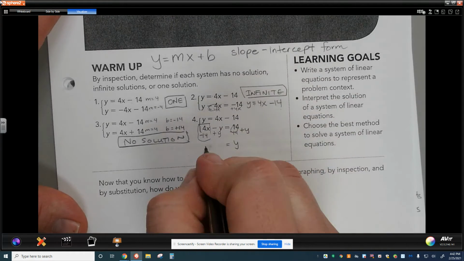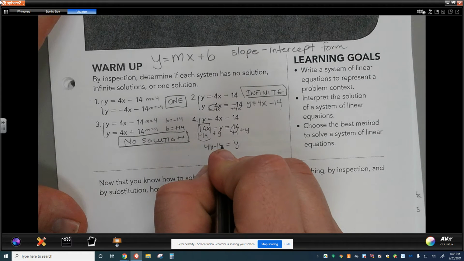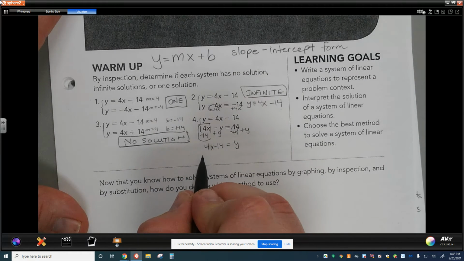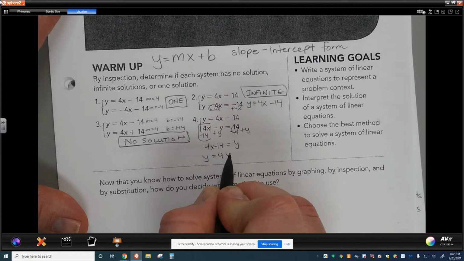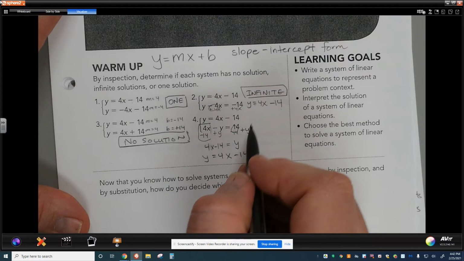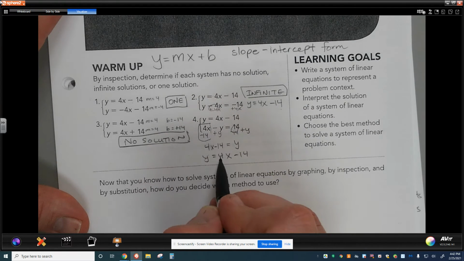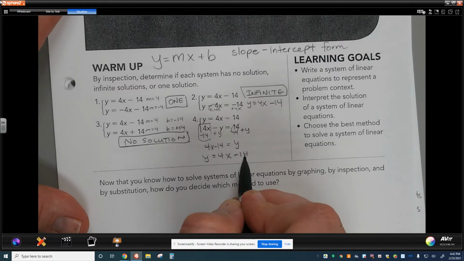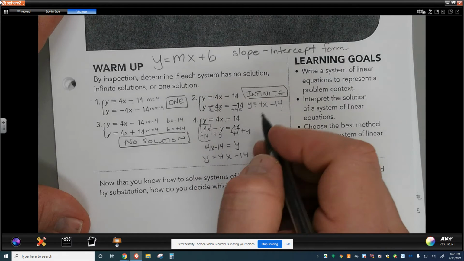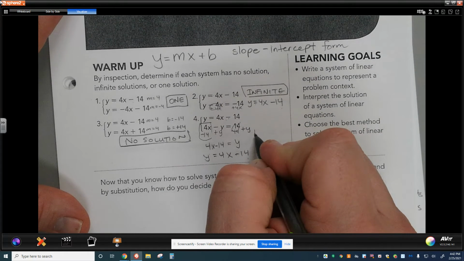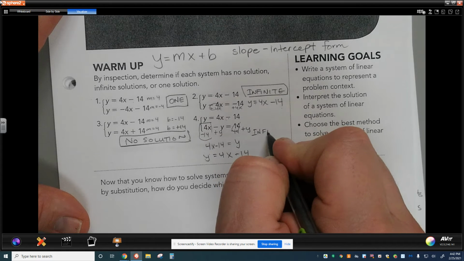4x minus 14. And if we just simply bring the y to the other side, 4 times x minus 14, and then I compare this back to the original equation, I see y is equal to 4 times x is the same thing, minus 14, minus 14. Again, equal slopes, equal y-intercepts, infinite solutions.